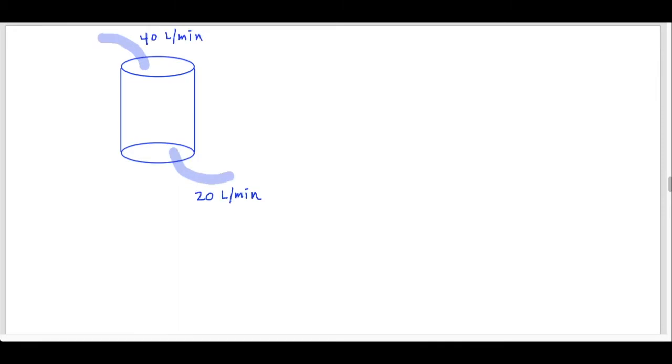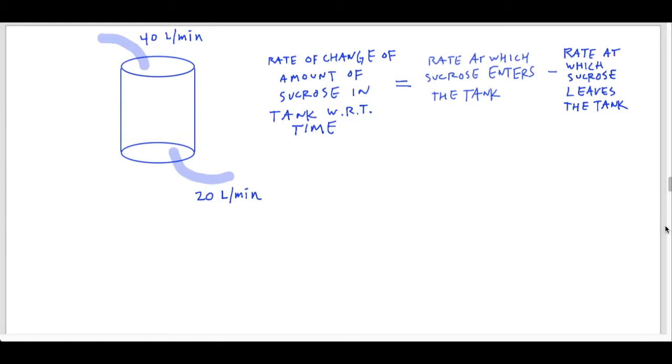I can label the rates at which the liquid is entering and exiting the tank, and now I can start to set up my differential equation. First, I want to note a fundamental detail about the structure of my model, namely that the rate of change I'm trying to describe, the rate of change of the amount of sucrose in the tank with respect to time, is the difference between the rate at which sucrose enters the tank and the rate at which sucrose leaves the tank. This quantity on the left is exactly dy/dt, and the quantity on the right, for now, I'll just label these rates R sub in and R sub out.